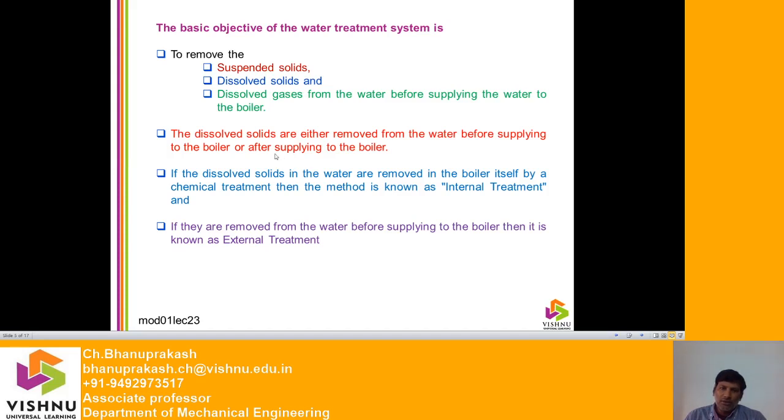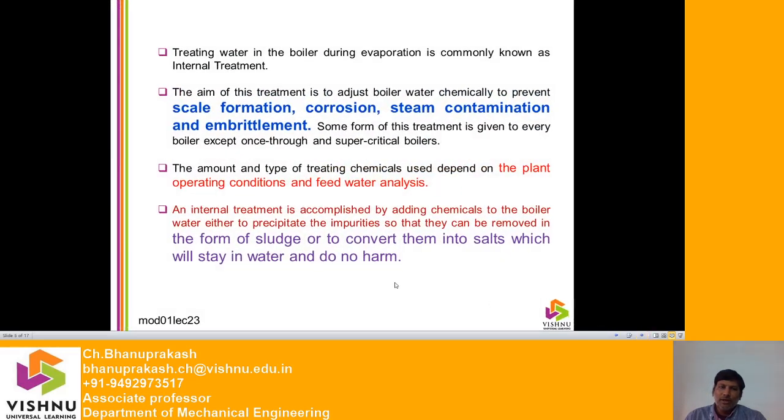If the dissolved solids in the water are removed in the boiler itself by a chemical treatment, then the method is known as internal treatment. So, if they are removed from the water before supplying to the boiler, then it is known as external treatment. I think you understand what is internal treatment, what is external treatment of feed water. Treating water in the boiler during evaporation is commonly known as internal treatment.